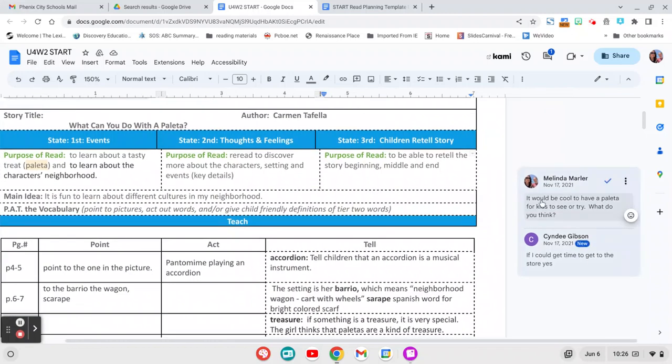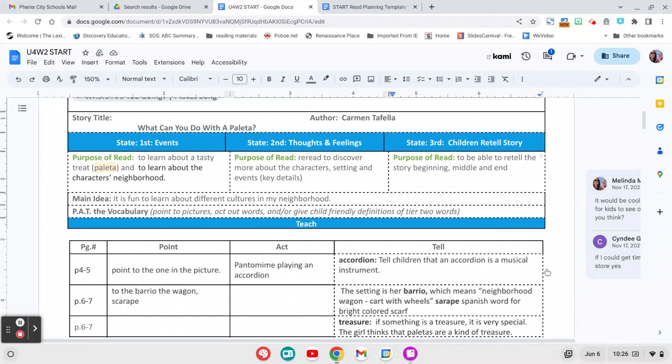And just a side note over here, it says it would be cool to have Polita for kids to see or try. What do you think? Miss Gibson said if I could get time to get to the store, yes. But that would be a good tie-in.